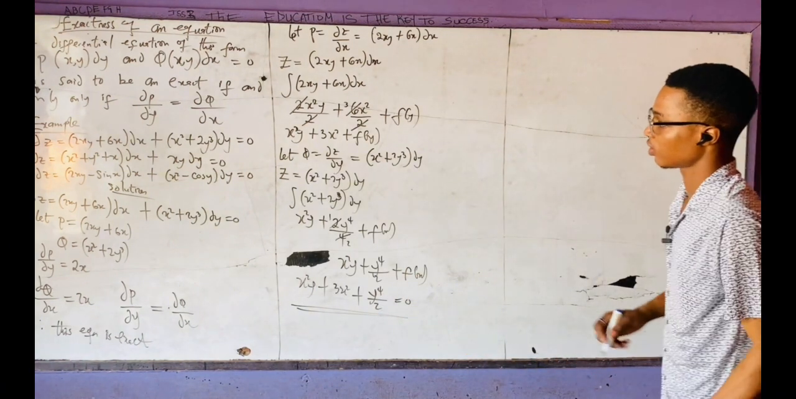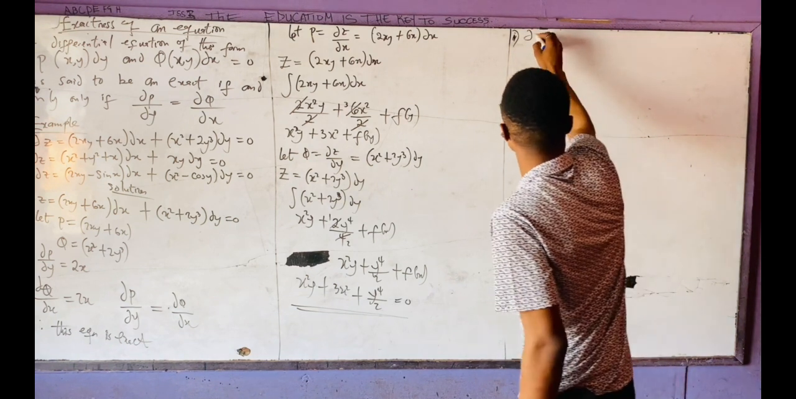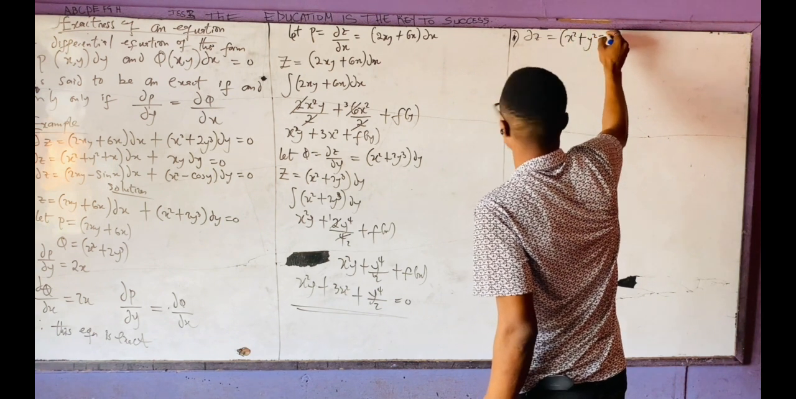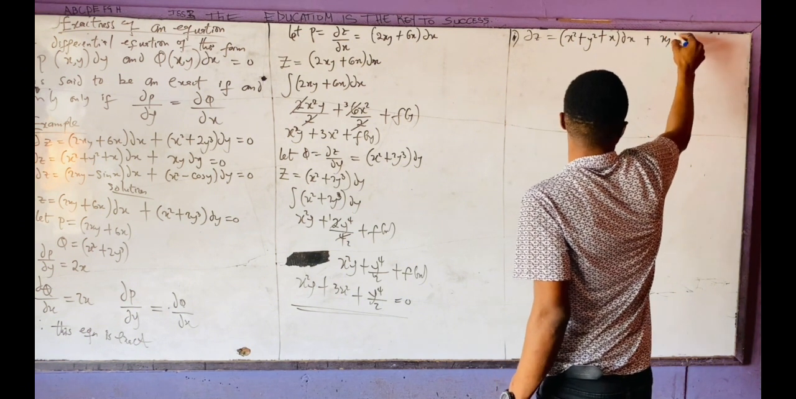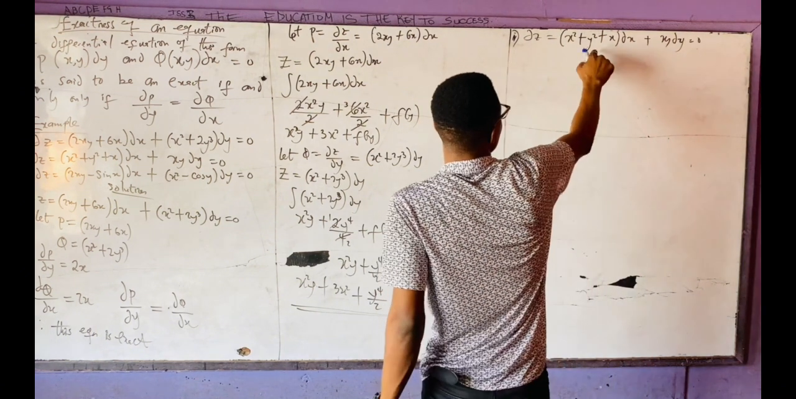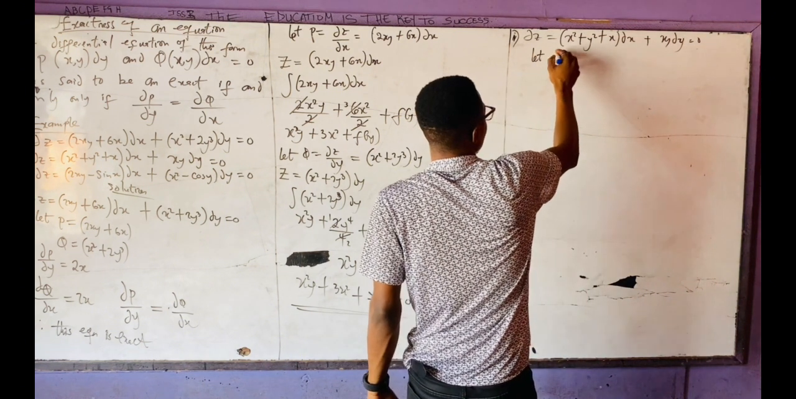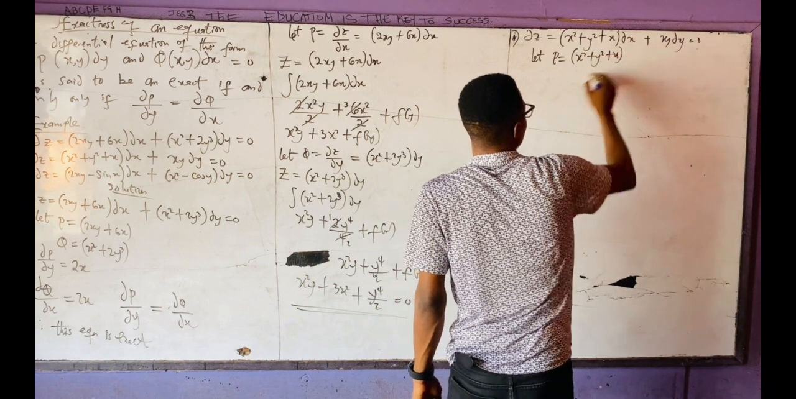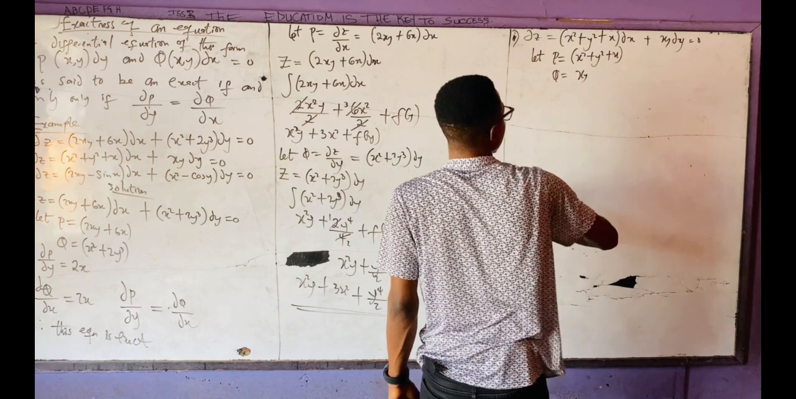So let us look at the second question that says: (x squared plus y squared plus x) dx plus xy dy equals 0. Now let us make this to be p, at the same time this to be q. So let p equals x squared plus y squared plus x, q equals xy.